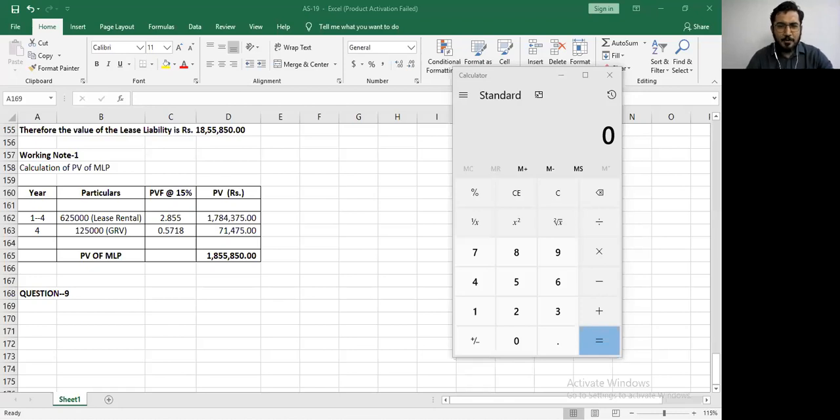Which means, say for example, if present value of MLP is X, say 100, and fair value of the asset is Y, also 100, which means 100 is equal to 100, both of them are exactly the same, which means the present value of MLP covers 100% of the fair value of the asset. Since it covers 100% of the fair value, obviously it covers more than 90%. Since it covers more than 90%, this is a finance lease, right? So what you said is absolutely correct. This is definitely a finance lease.